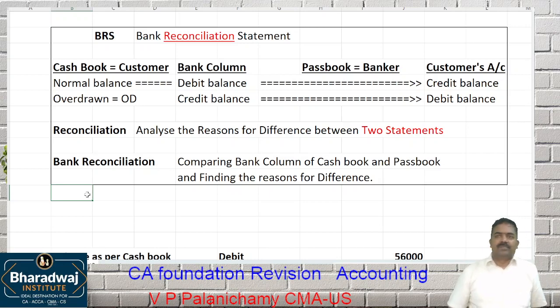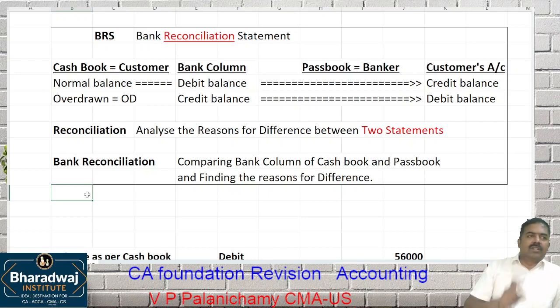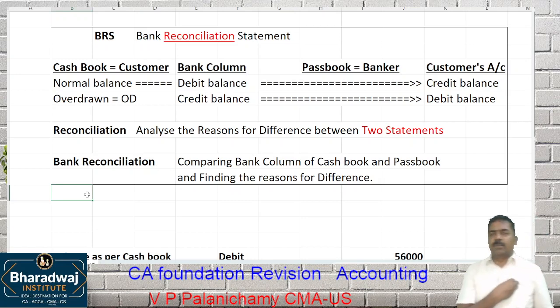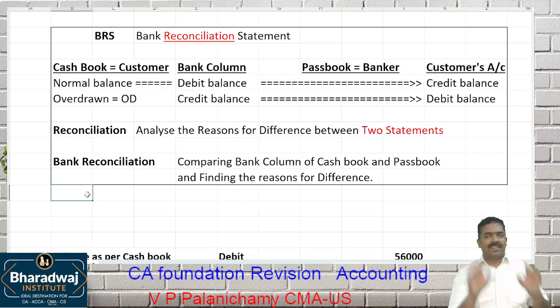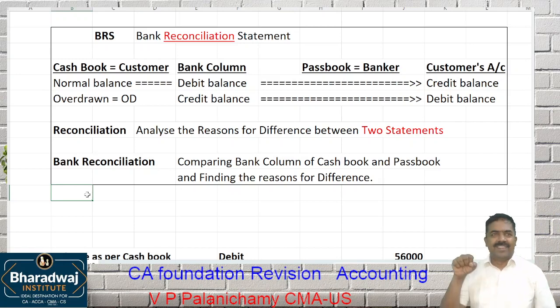For example, your balance shows 50,000 as per cash book, but the passbook balance is only 20,000. How to reconcile? Simple. There is one method, you mug up: add less, or debit more, credit more, that kind of thing. But sometimes, too much memory space is required. Simple logic you can develop and do it.